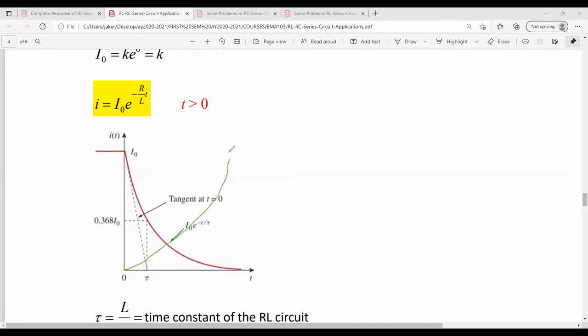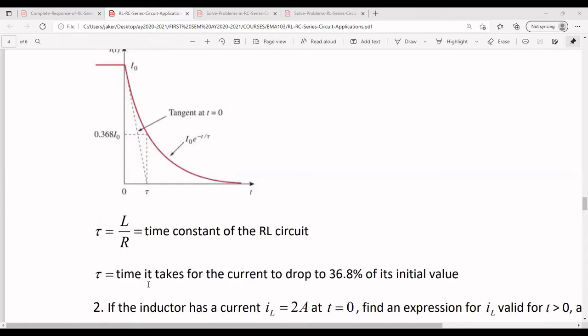Okay, that is exponential increase, but in this case it is exponential decrease. So this is our curve. Now, going back to the concept of the tau.